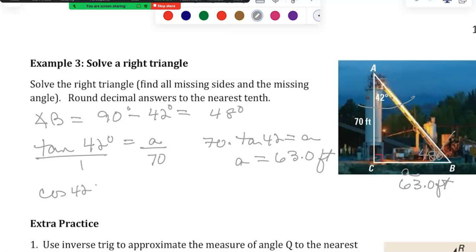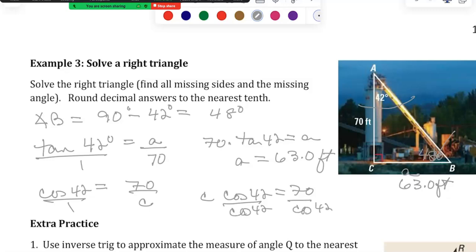Cosine of 42 equals adjacent over little baby c. Do your cross products. C times the cosine of 42 equals 70. Divide by cosine 42. And that should get me the hypotenuse, which I'm calling the C side, is 94.2. And these are all feet.